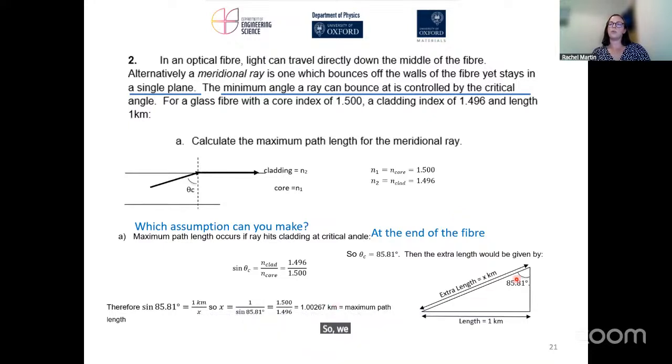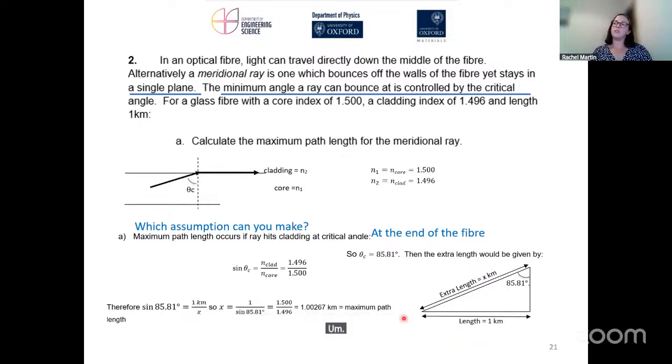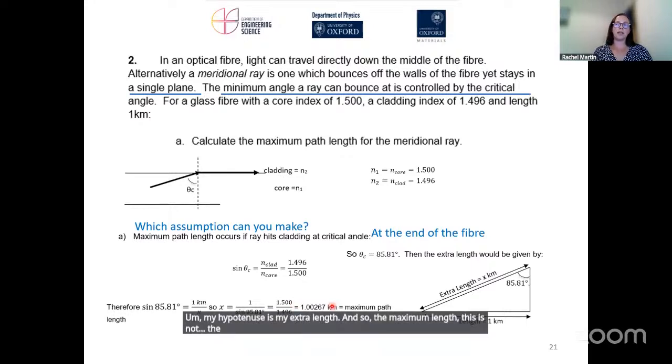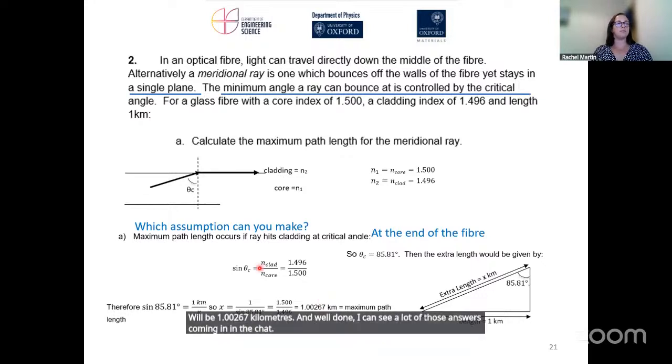So we're using sine because we've got our opposite length as 1 kilometer. I haven't changed my units there, I'm just working in kilometers, but you totally can work in meters. My hypotenuse is my extra length. And so the maximum length, this is not the difference in length, this is just the maximum length, will be 1.00267 kilometers. And well done, I can see a lot of those answers coming in the chat.